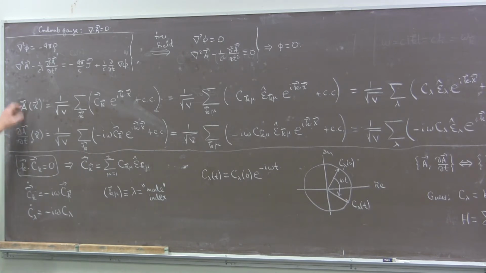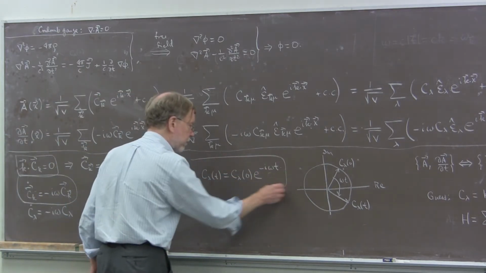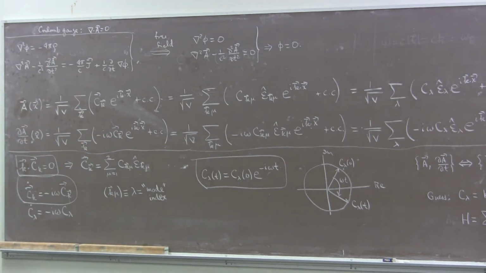Now, coming from the wave equation, the time dependence of the A is contained in the time dependence of the coefficients. And that time dependence is rather simple. There's the equation of motion right here for the ck vectors. Ck dot is minus i omega ck. It's a simple equation of motion. And the solution is simple too. It just evolves by a phase factor e to the minus i omega t.